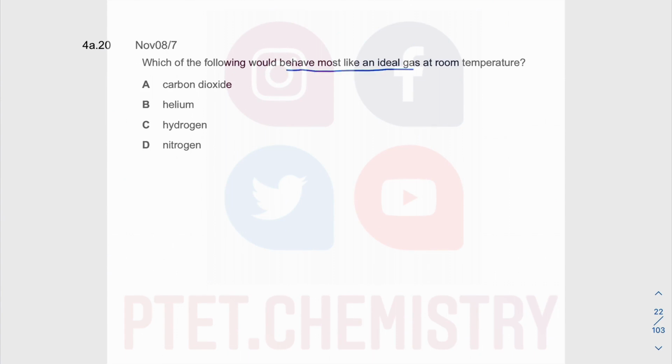Behave most like an ideal gas. So that means the weakest intermolecular force, or you can say the most negligible. I think least is probably not a great word because you can't really count intermolecular forces, yeah? The weakest intermolecular force or the most negligible one, all right?